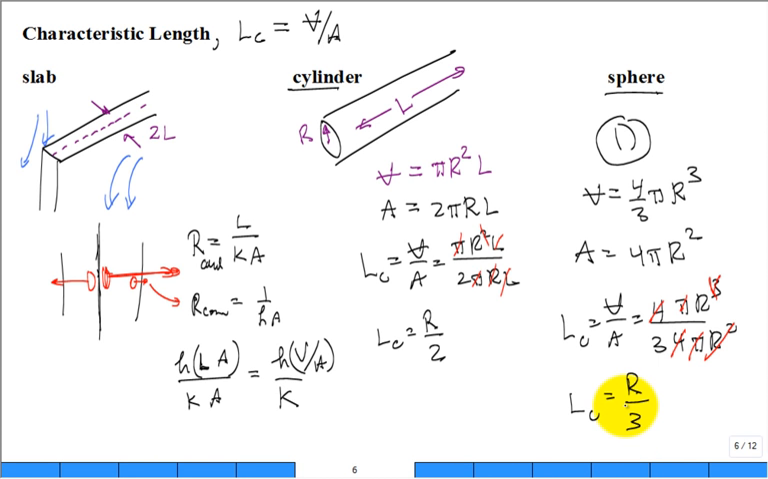The characteristic length for a sphere is the radius divided by 3. So it's easy to kind of remember. For the slab, the characteristic length is the half thickness. Let me just write it out, half thickness, which is just L a lot of times, because we use 2L as the thickness. And for a cylinder, it's radius divided by 2, and for a sphere, radius divided by 3.